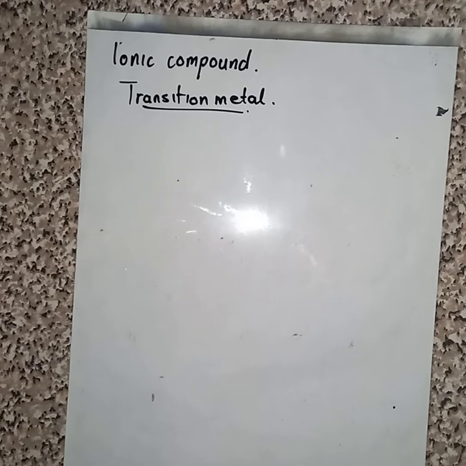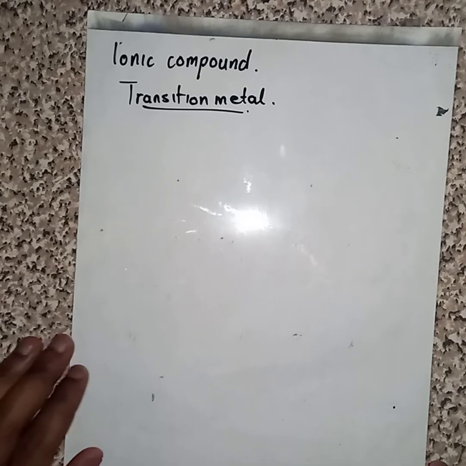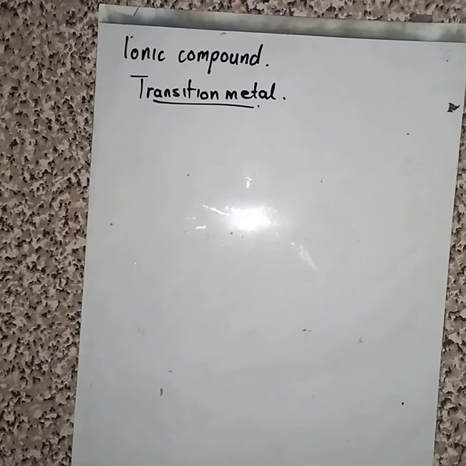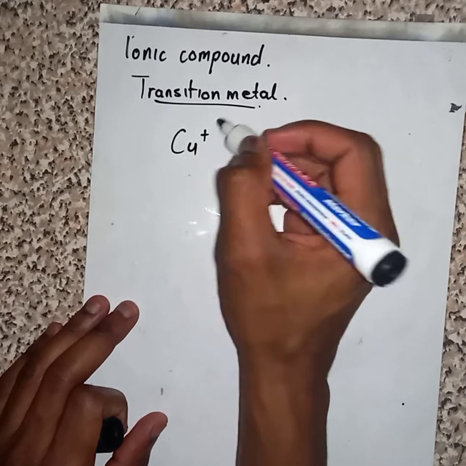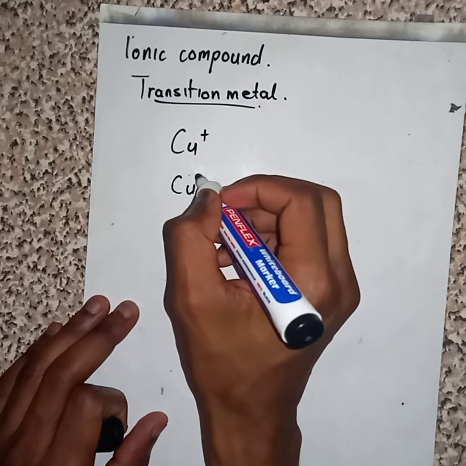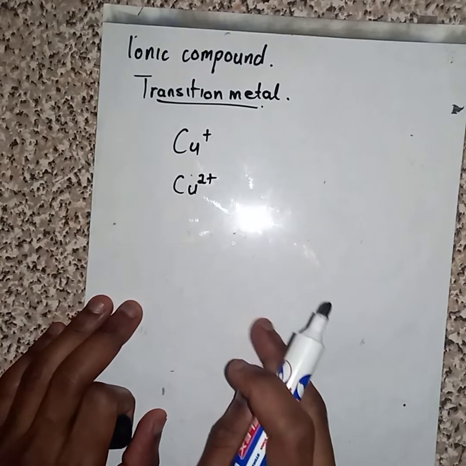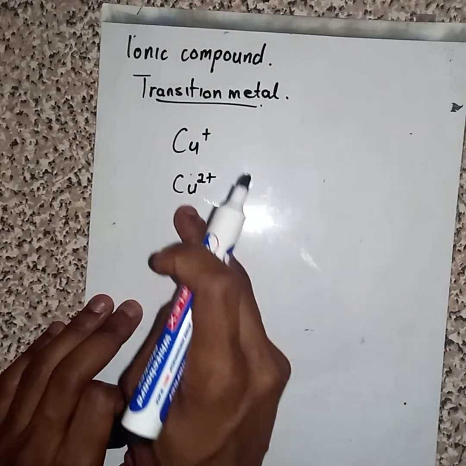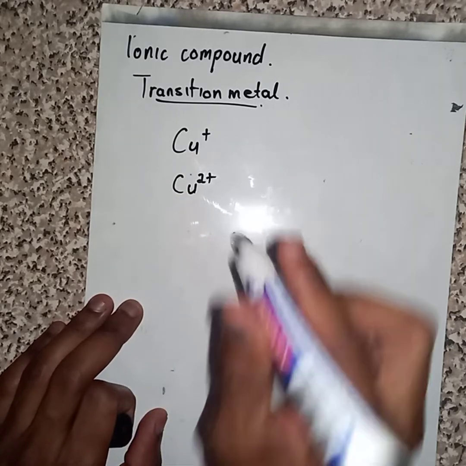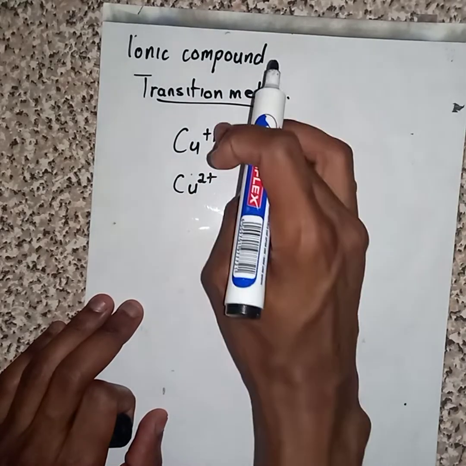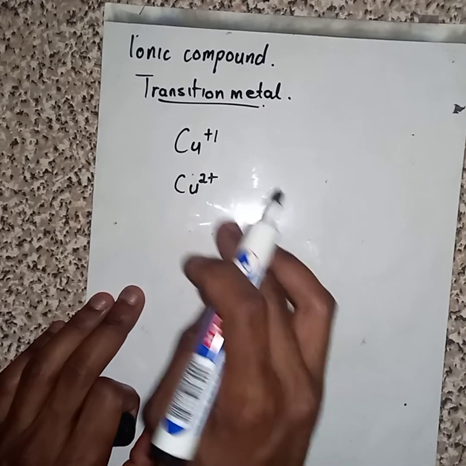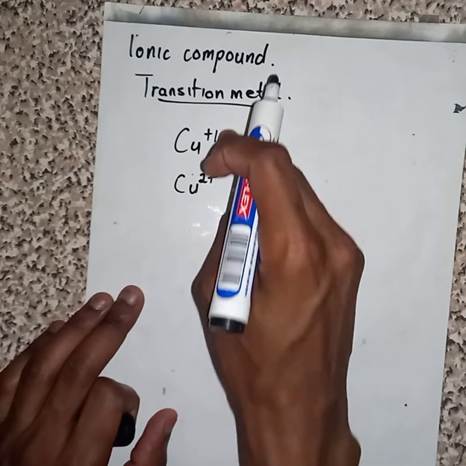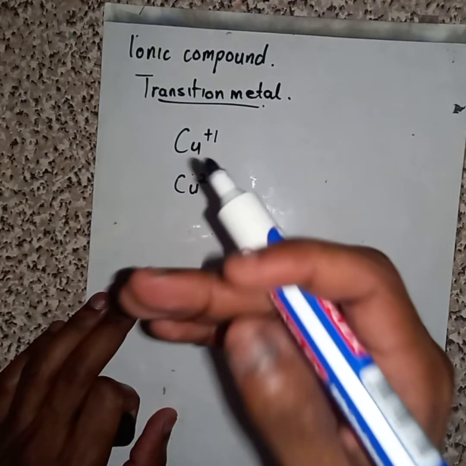Now I'm going to give you a situation like this. I hope you have seen this before. I have Cu, which is copper. I also have Cu, which is copper. The only difference now is the ions. On this side I have +1, this side I have +2. For transition metals, since their charges differ, they will become different.